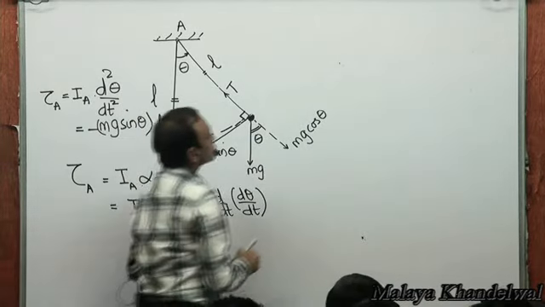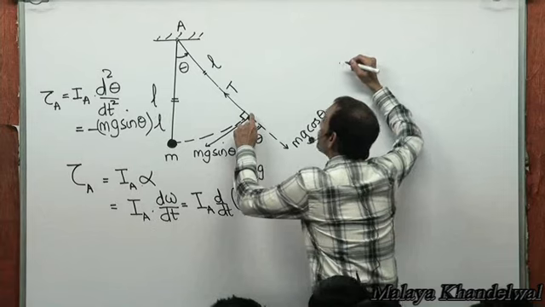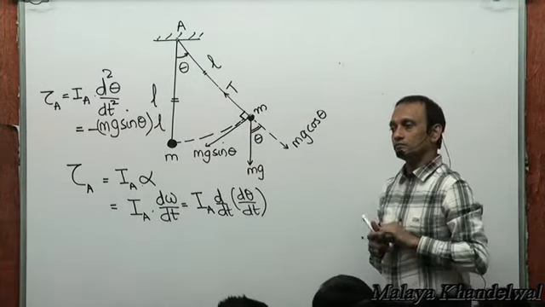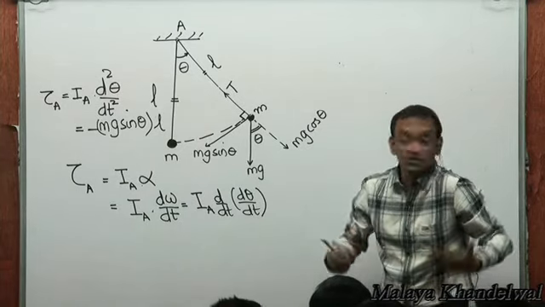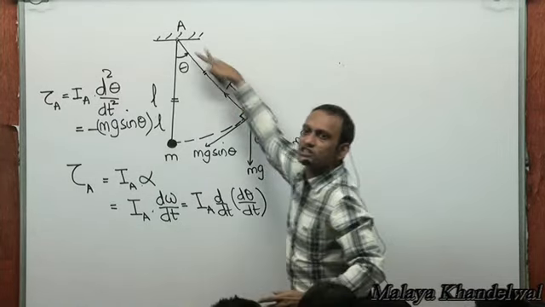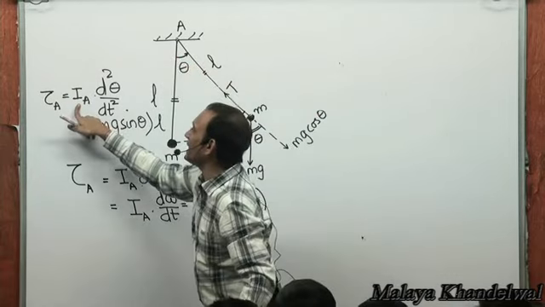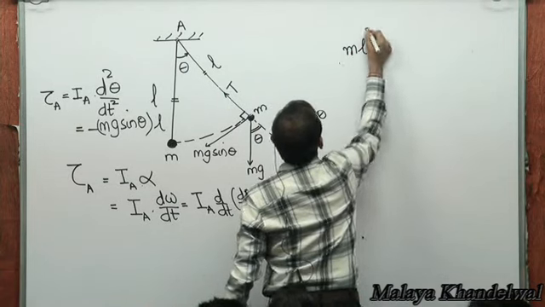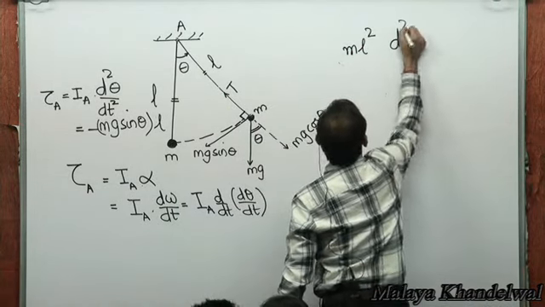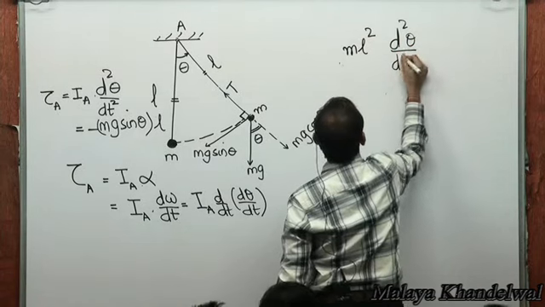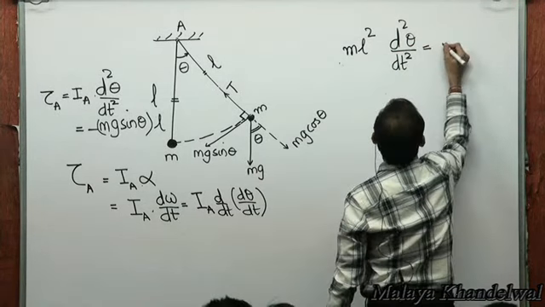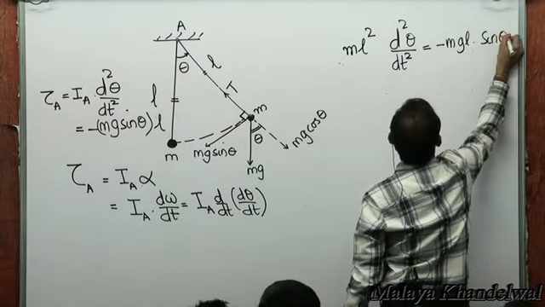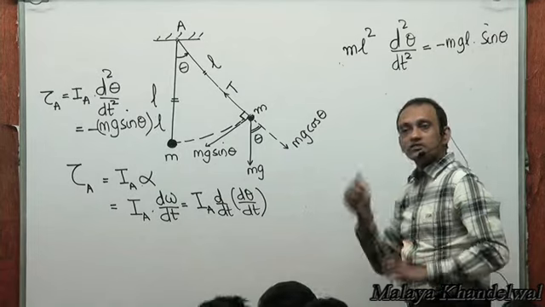Now, what is the moment of inertia of this mass m about A? It is summation m r squared, so m into the square of the distance from A, ml squared, right? So this I_A can be written as ml squared. So ml squared d2 theta dt2 is minus mgl into sine theta. Yes or no?